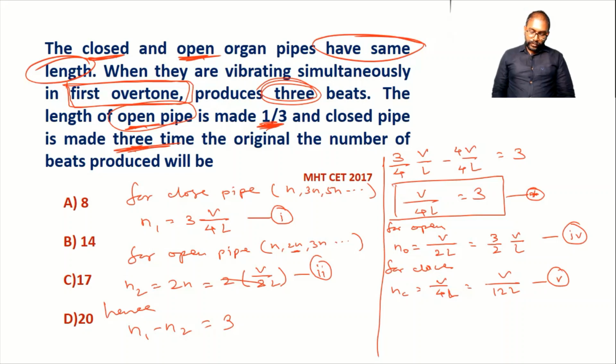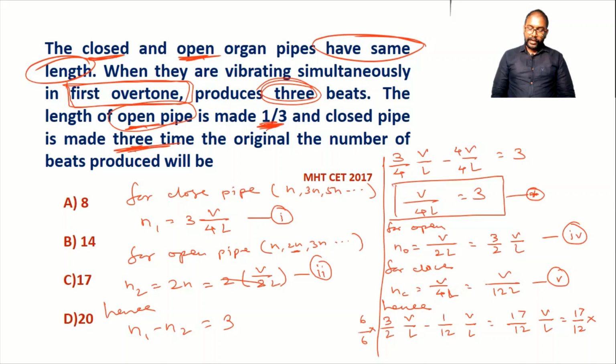Now, we can write here, hence, this 3 by 2 V by L minus 1 by 12 V by L. So I can multiply it by 6 and divide by 6 here. Then 18 minus 1, 17 by 12 into V by L. So 17 by 12 as it is, and V by L.